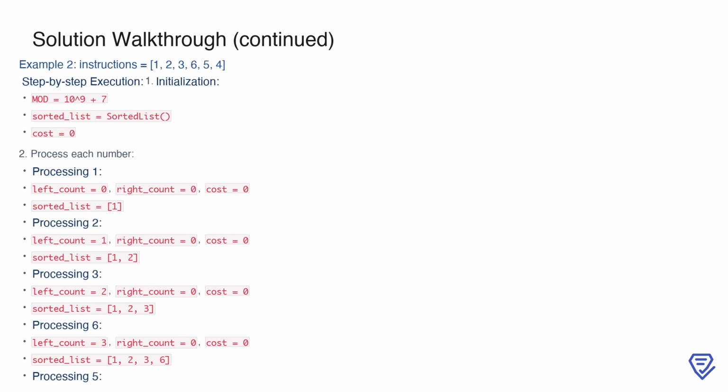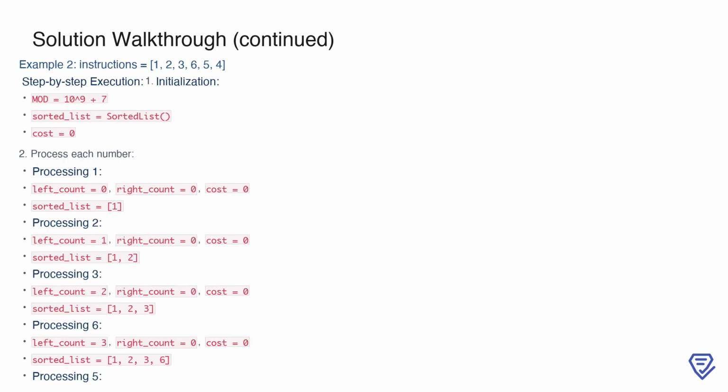For the number 2, there is one smaller element, which is 1, so left_count is 1. There are no greater elements, so right_count is 0. The cost remains 0, and the sorted list becomes 1, 2. For 3, we find two smaller elements, 1 and 2, making left_count 2. There are no greater elements, so right_count is 0. The cost remains unchanged at 0, and the sorted list updates to 1, 2, 3.